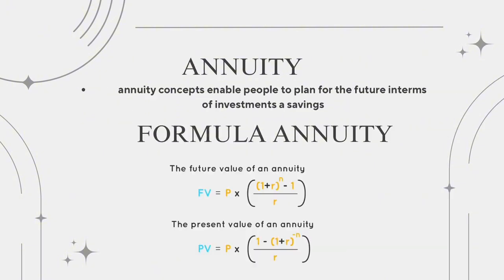Annuity. Annuity concepts enable people to plan for the future in terms of investment or saving. Formula: annuity. The future value of an annuity, FV = P multiplied by [(1 + R)^N - 1] divided by R. The present value of an annuity, PV = P multiplied by [1 - (1 + R)^(-N)] divided by R.